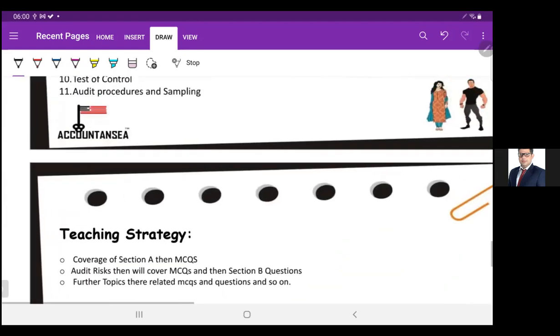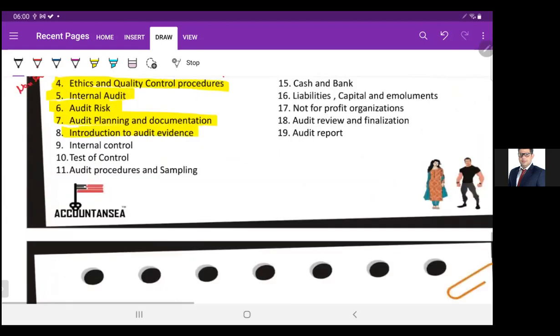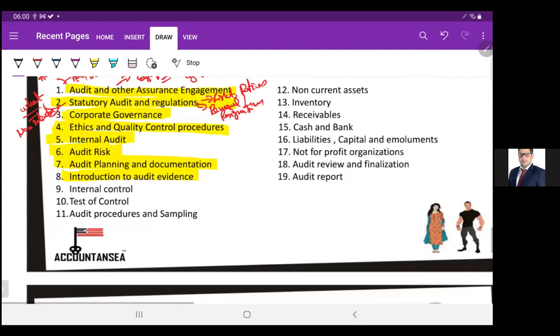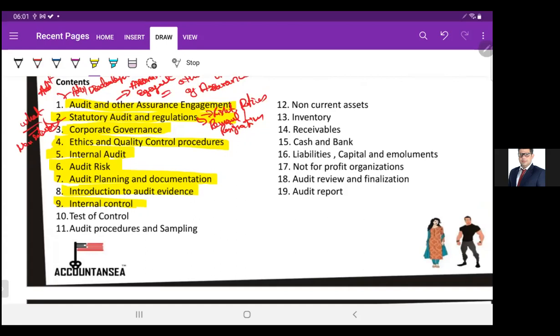Now, in internal controls, we will look at various types of internal controls. What is internal control, and what are the internal controls that an organization can place, which include ACCA maps, arithmetical accuracy, segregation of duties, and many more, which we will discuss in detail.